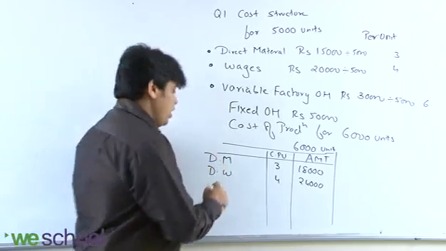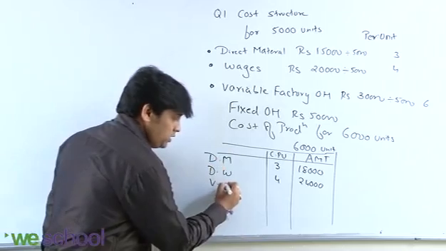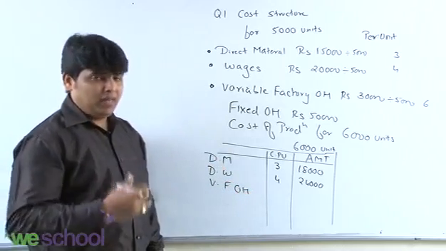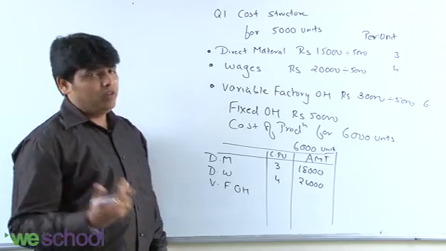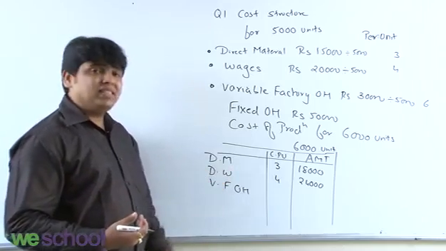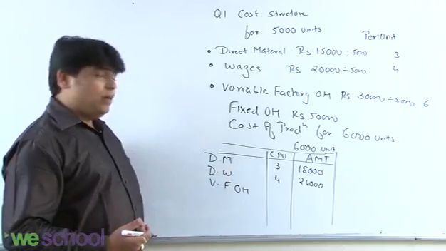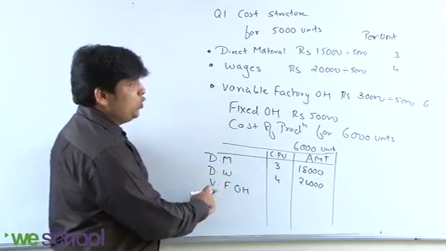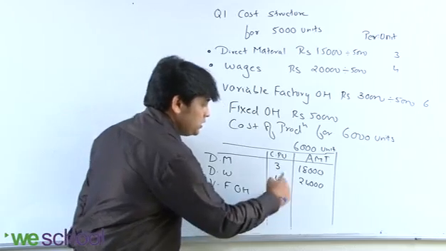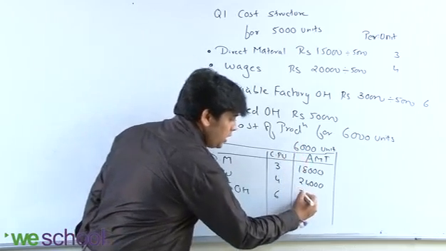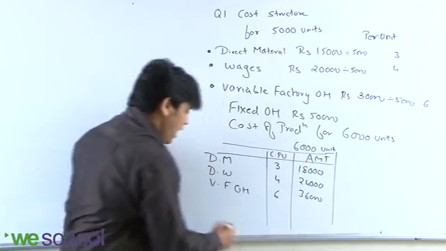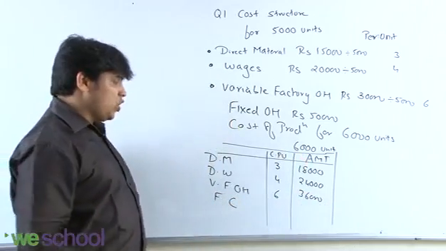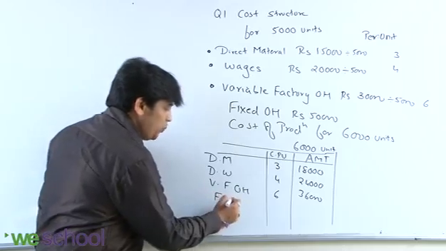Okay, now variable factory overheads. I am using short forms for you, but I am calling out the words so it will be clear to you. DM means direct material, DW means direct wages, VFOH means variable factory overheads, which is 6 rupees. 6 into 6,000 gives you 36,000. And last one is the fixed cost. Fixed overheads or fixed cost. Take it as fixed overheads, no problem.